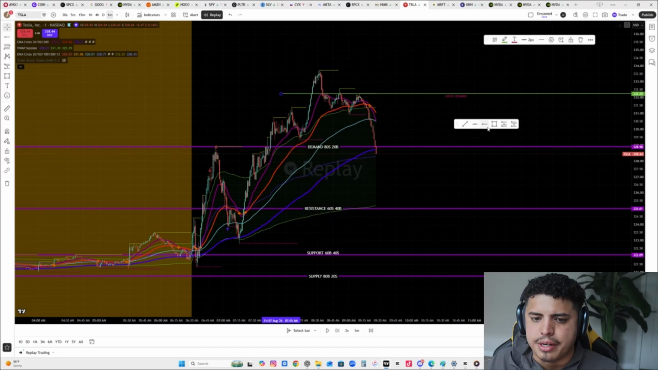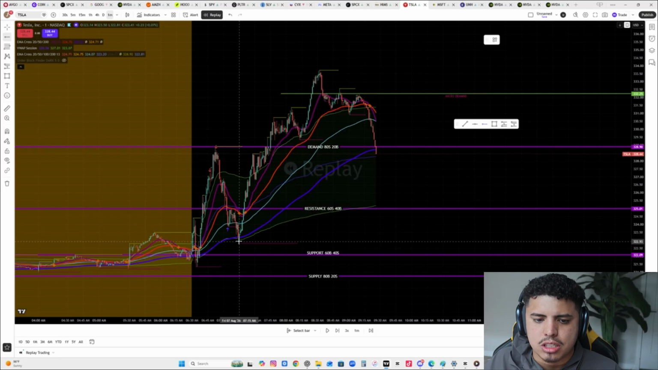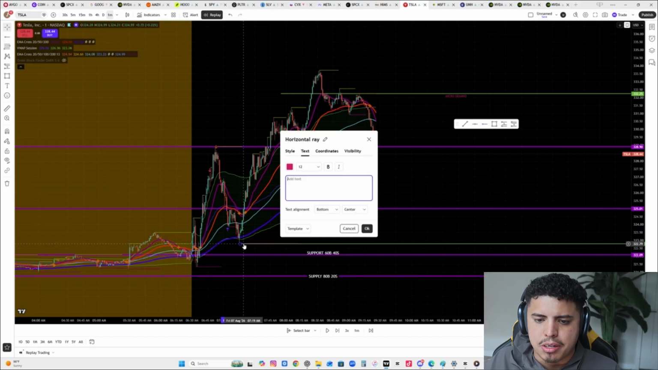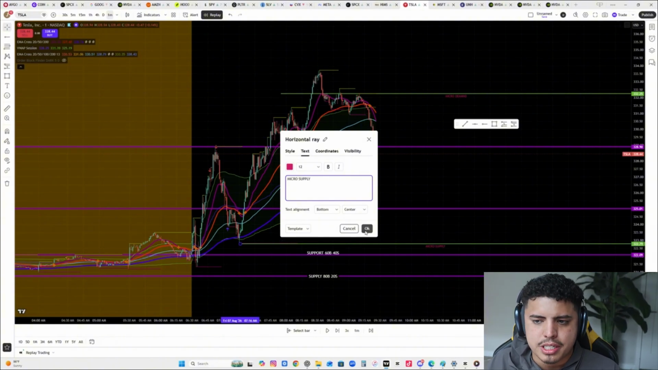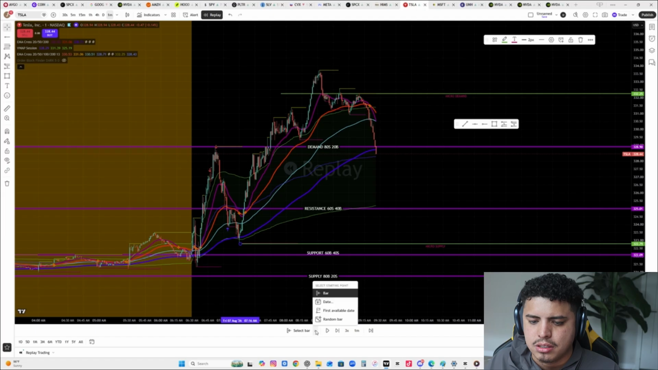Perfect. And now down here, I can say, hey, this initial what was considered my support, right above it, I can maybe use this as my micro supply. And my micro support and resistance still have not come into play.